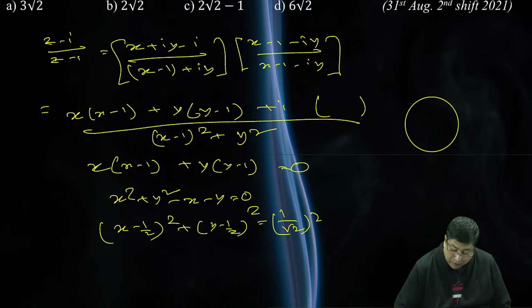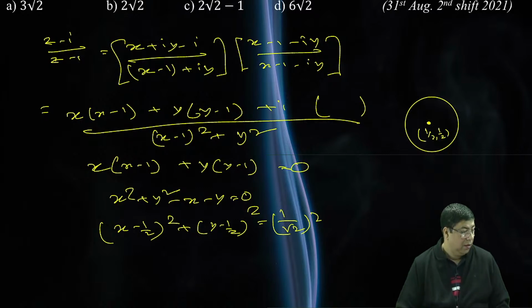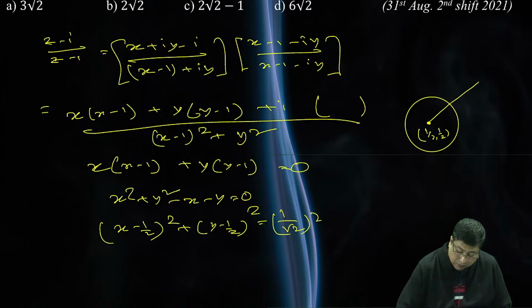This is the circle whose center is (1/2, 1/2) and radius 1 by root 2. Therefore, we can write this as, this is a point, obviously the point outside, the point (3, 3).